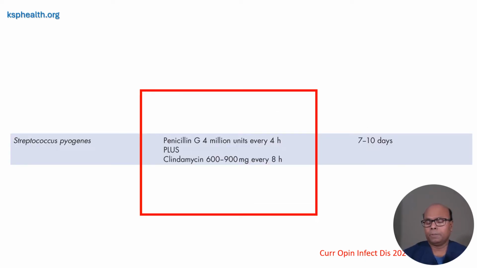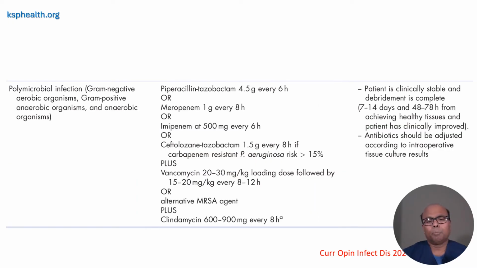Strep pyogenes, penicillin plus clindamycin. Polymicrobial infection is most often the causative organism in type 1 necrotizing fasciitis. Those patients, piptazo, meropenem, or imipenem. In those areas where carbapenem resistance is high, more than 15%, ceftriaxone, tazobactam combo plus vancomycin plus clindamycin should be used.